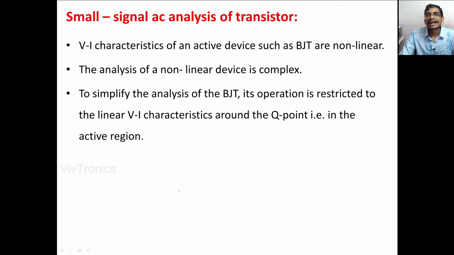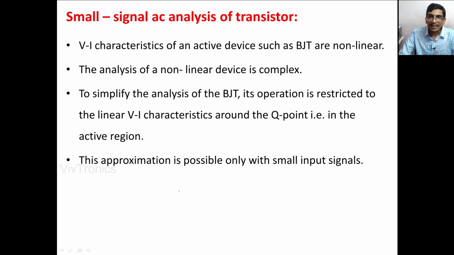In order to simplify the analysis, we go for equivalent circuits. To simplify the analysis of a BJT, its operation is restricted to the linear VI characteristics around the Q point, that is, in the active region. This means that we are restricting the operation of the active device to the active region itself, where we can get a somewhat linear operating region. At that place only we are going to apply the analysis. This approximation is possible only with small input signals.